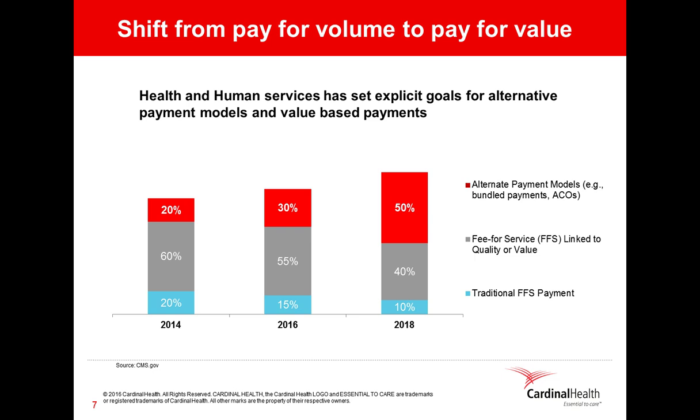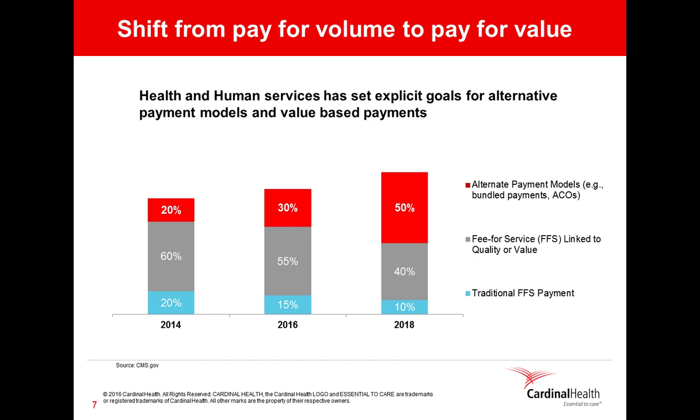As I mentioned, one of the most critical shifts is the evolution from pay for volume or fee for service to the value-based payments. If you take a look at the gray sections on the graph, you'll see that the percentage of fee-for-service payments is decreasing by 15% over the next 2 years. And at the same time, alternate payment models that are depicted in red are increasing by 20% to a full 50% of payments that hospitals will receive. And what do I mean by alternate payment models? Alternate payment models refer to the bundled payments, such as shared savings and accountable care organizations.